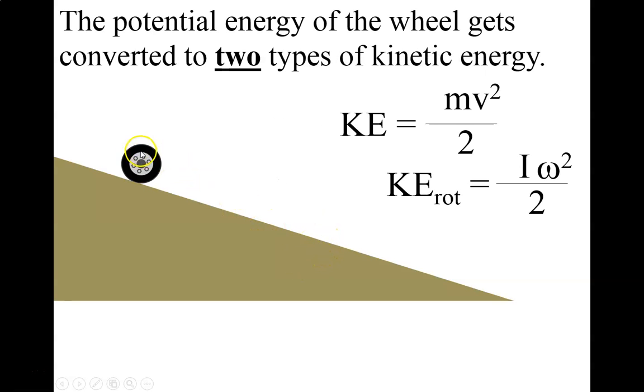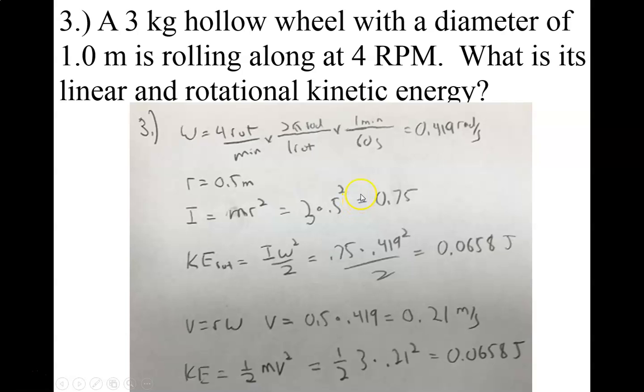A wheel that's rolling down a hill has both types of kinetic energy. It has both linear kinetic energy as well as rotational kinetic energy. We have to take both of those into account if we're doing a decent analysis of a rolling object. So let's say we've got a 3 kilogram hollow wheel, or a hoop, with a diameter of 1 meter, rolling along at 4 RPMs. What is its linear and rotational kinetic energy?